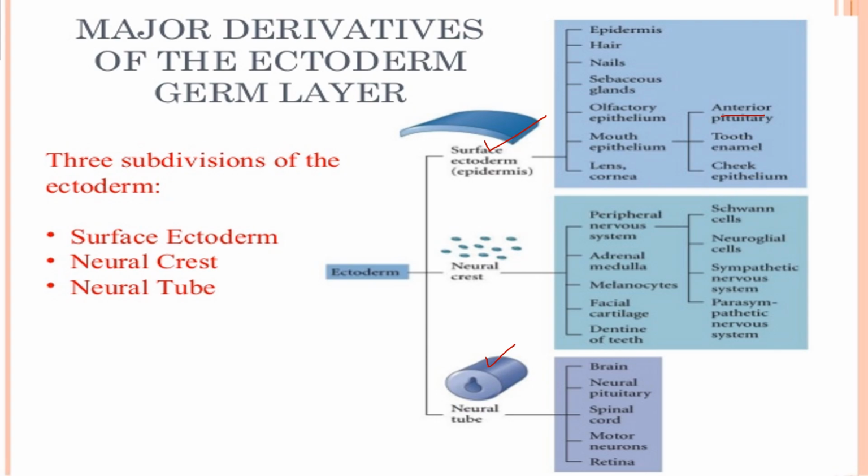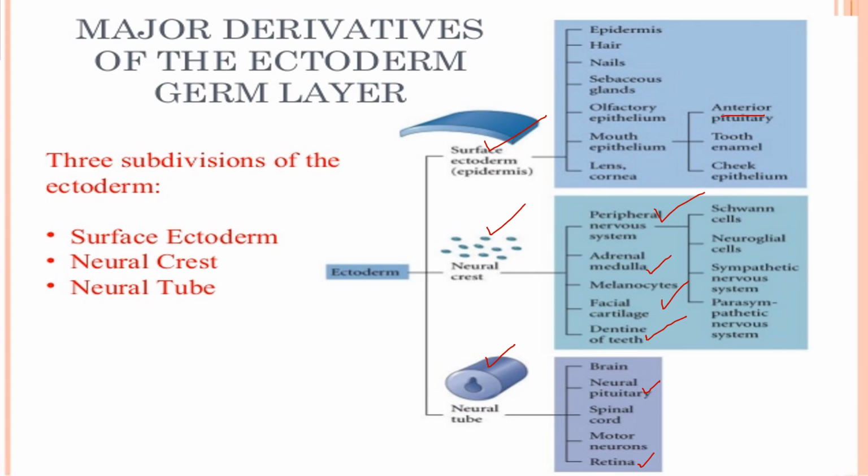The neural tube will give rise to the brain, spinal cord, and apart from that it gives rise to part of the pituitary, that is the posterior pituitary. And also the neural tube gives rise to the retina. Then in the middle at the neural folds, neural crest cells are formed. So the derivatives of neural crest are these. We can see peripheral nervous system, adrenal medulla, melanocytes. So these are some of the derivatives of the neural crest.